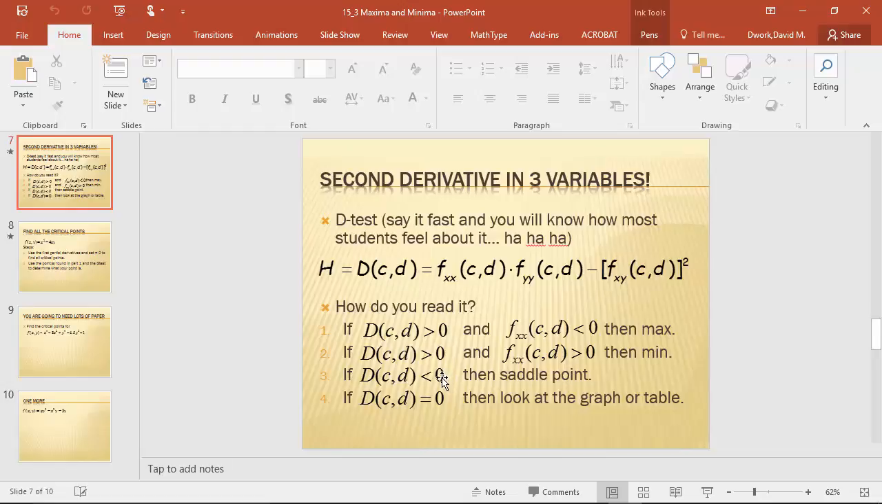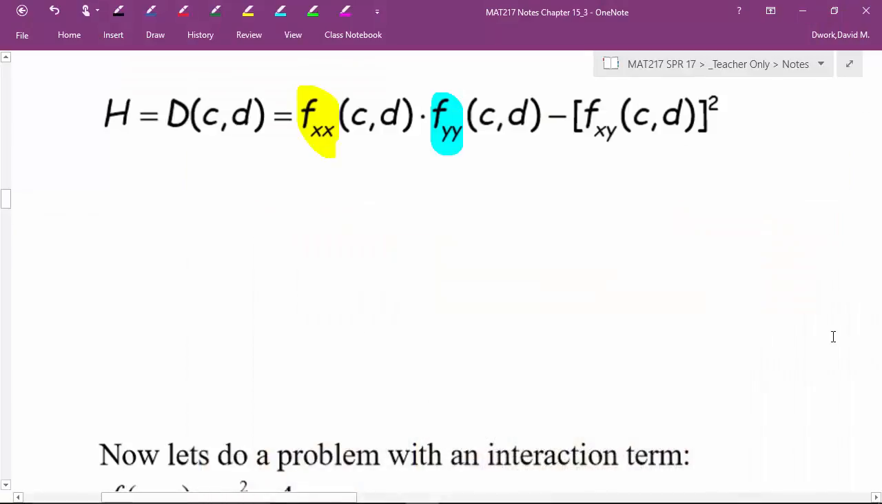That means negative. The one thing I want to point out is it will never equal 0 in this class, but if it did equal 0, then this test fails. If your second derivative test equals 0, then you've got to use something else. There are other tests out there, or you could just look at the graph or make a table of values and figure it out from there. But the big idea, we just covered it.